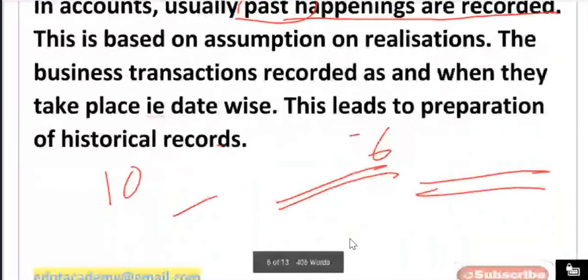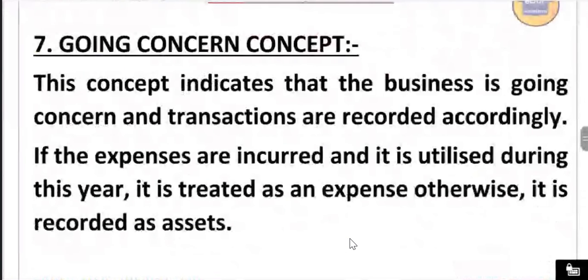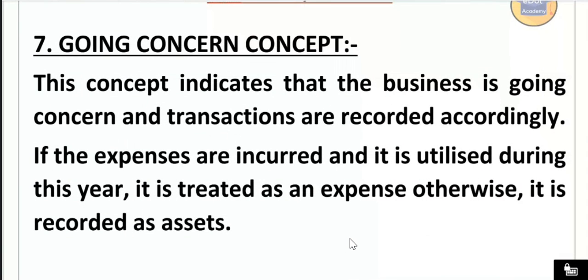Now next is called going concern concept. All the business entities are considered as going concern, which means it is always considered that the entity will live forever. Owners may change, generation to generation, owners may keep on changing. So it is always considered that whatever business you are running will be running forever, that means it remains in the future. This concept indicates that a business is a going concern and transactions are recorded accordingly.